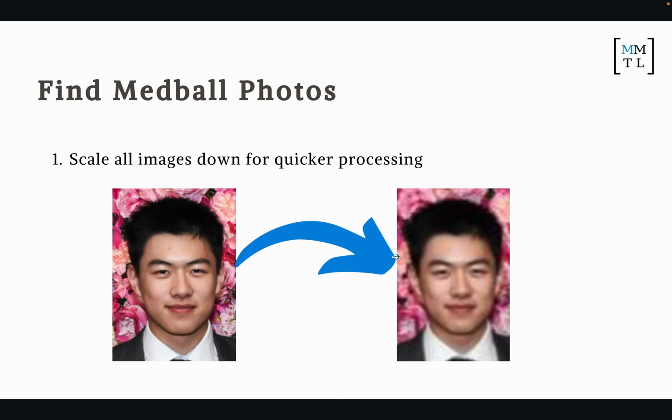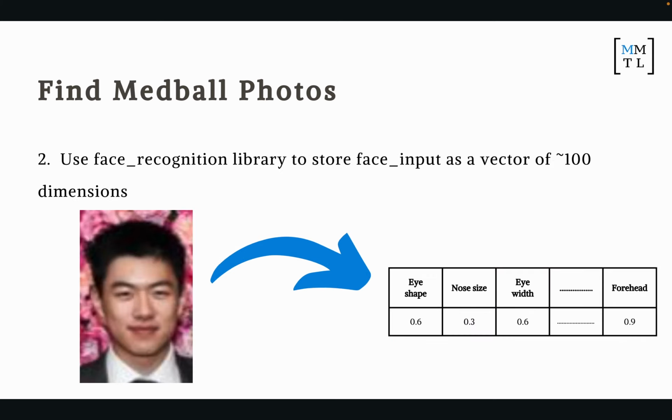I first found the library to scale everything down a little. I use a facial recognition library to basically store this input as a vector of 100 dimensions. And by the way, at that point, I didn't know that this is stored as a vector of 100 dimensions. It just somehow has a variable, which is the facial input as an embedding. That's what it's called, face embedding, I think.